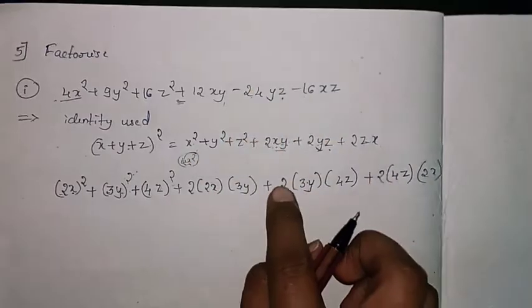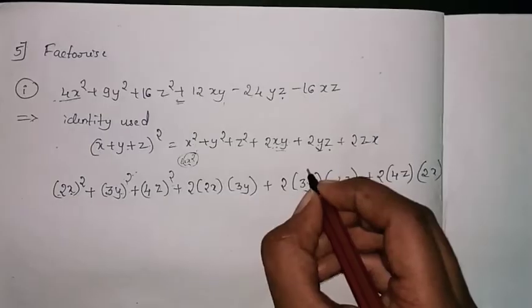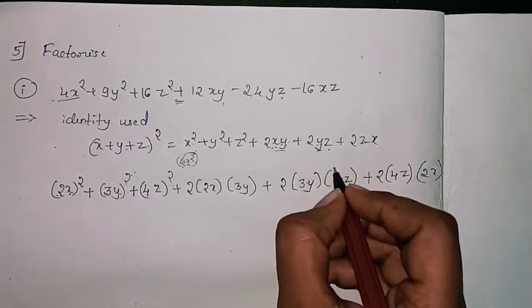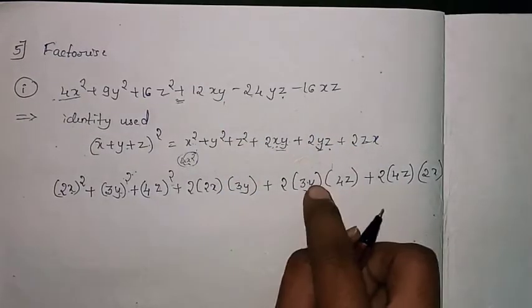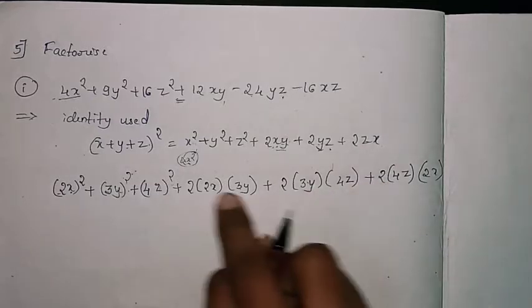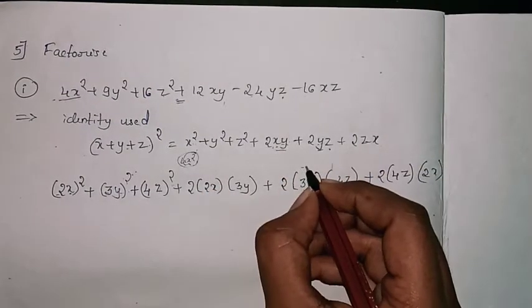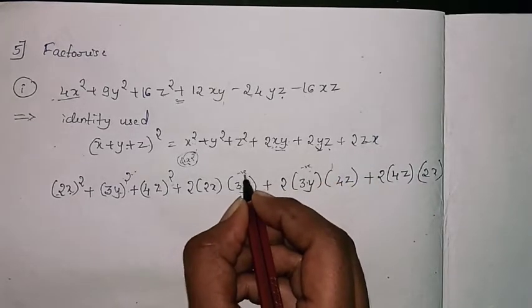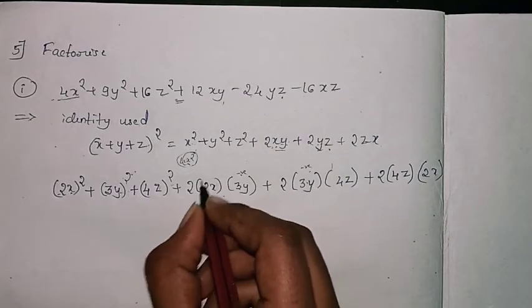To become negative, plus into minus will be minus, or you can do minus into minus will be plus. One should be positive and one should be negative to get the minus. Either y is negative or z is negative. So here you observe that if you consider y as negative, then here also it will become negative. If here it becomes negative, then what about the x value?